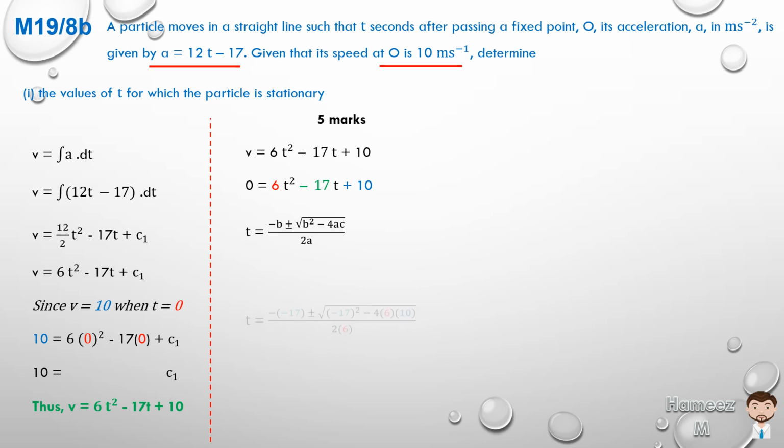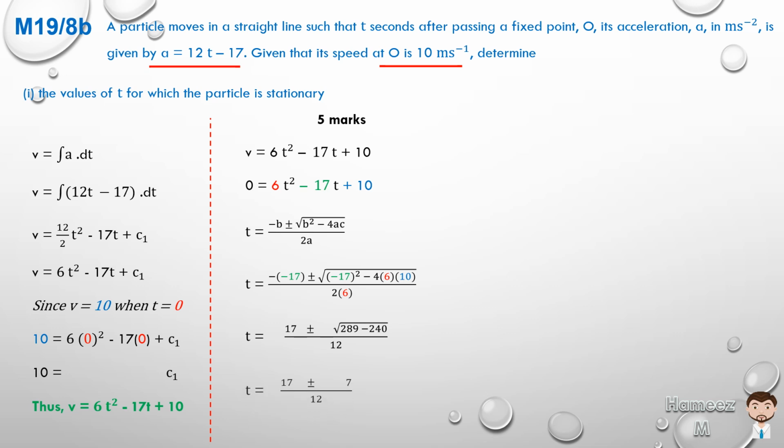And we can substitute. And what is b? t = (-(-17) ± the square root of (-17) squared - 4 × 6 × 10, the a and c values) all over 2 times 6. So t is equal to minus minus 17, which is 17, plus or minus the square root of 17 squared, which is 289, minus 4 × 6 which is 24, times 10 is 240, all over 12. So 289 minus 240 is 49, and the square root of 49 is 7, so we can write that t = (17 ± 7) / 12.